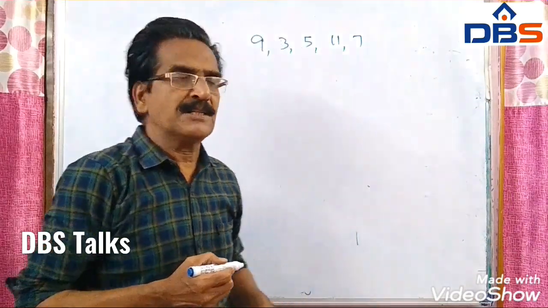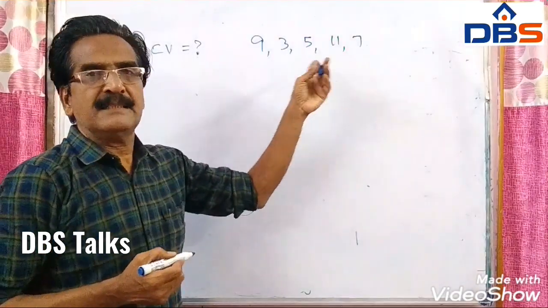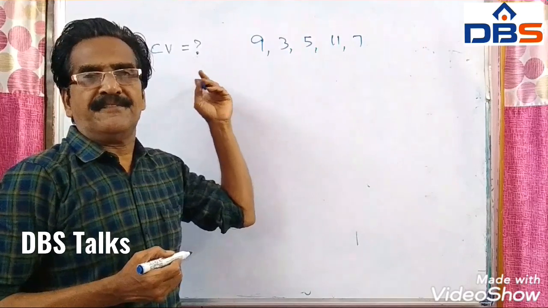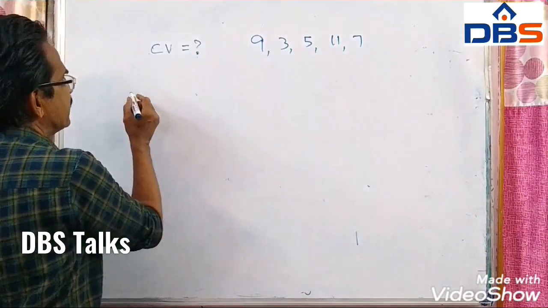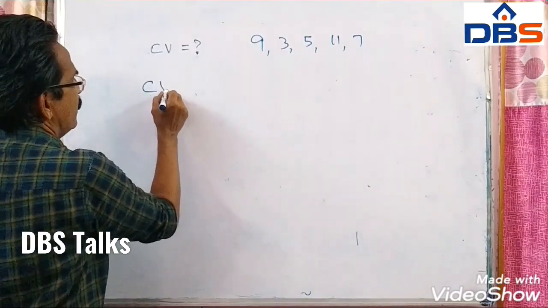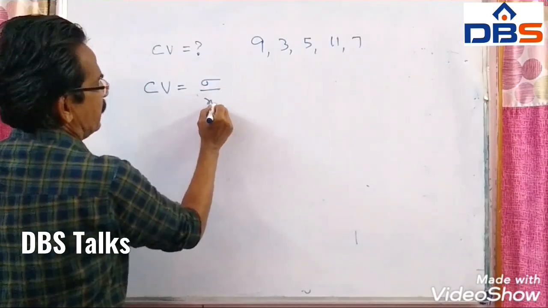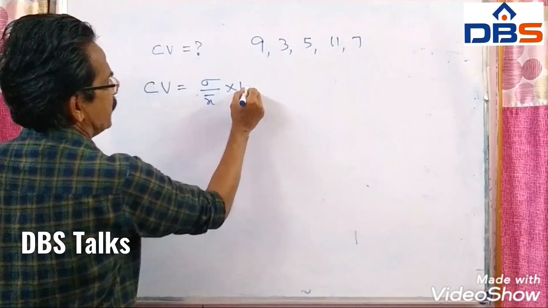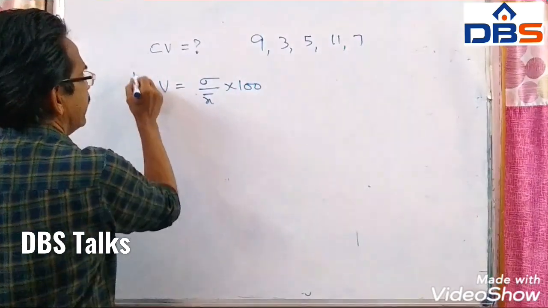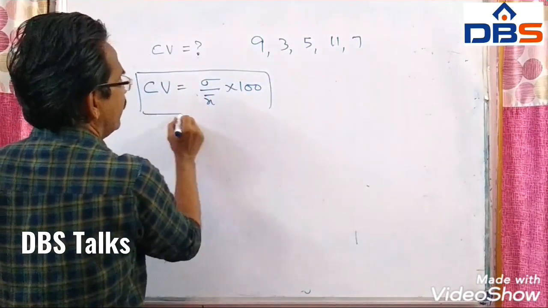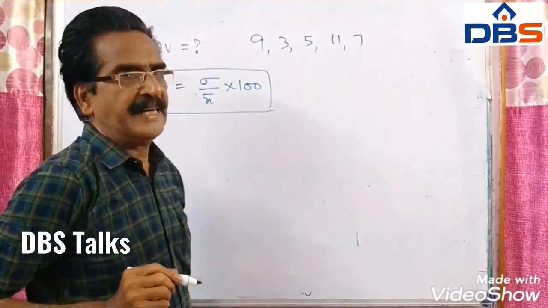We have to find the coefficient of variation. The coefficient of variation formula is this, friends. Coefficient of variation is equal to sigma by x bar into 100, where sigma is the standard deviation.